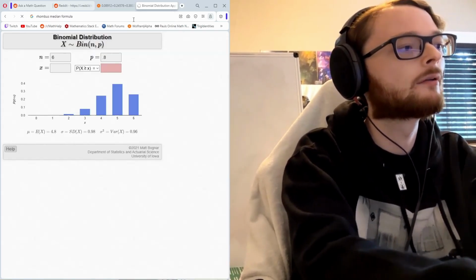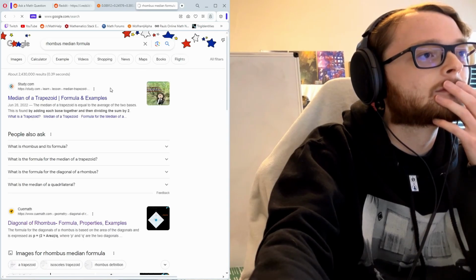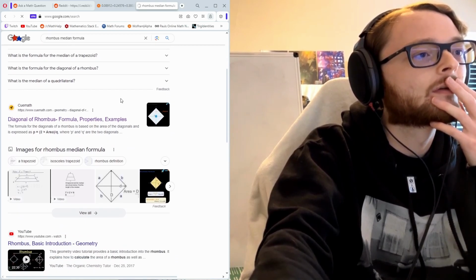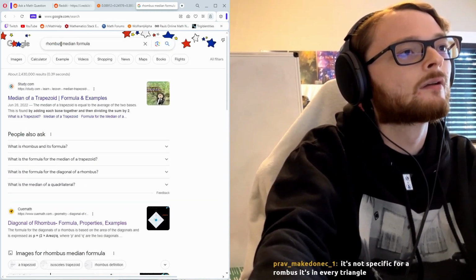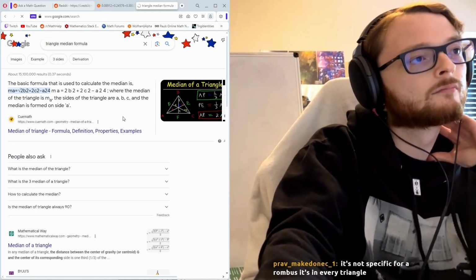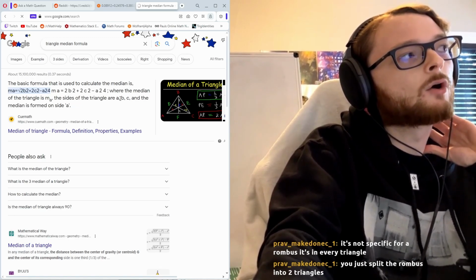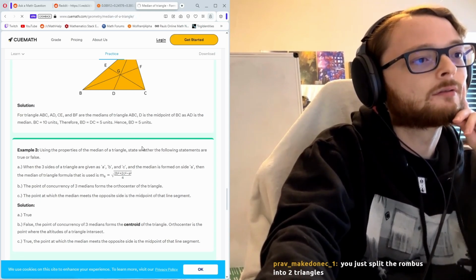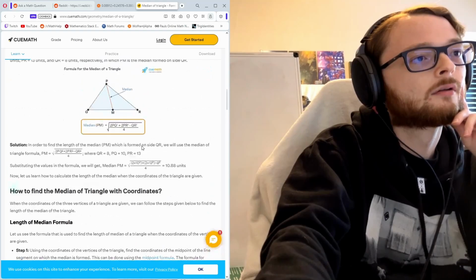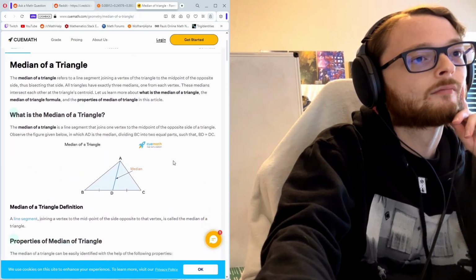Rhombus median. Yeah. Trapezoid. That's not a rhombus. Oh, for triangle. And the median is what bisects the opposite side, and the angle may be whatever. Okay. I didn't think about this.